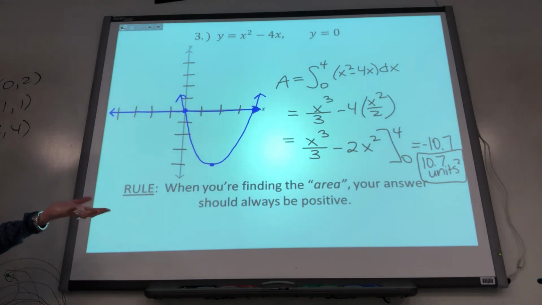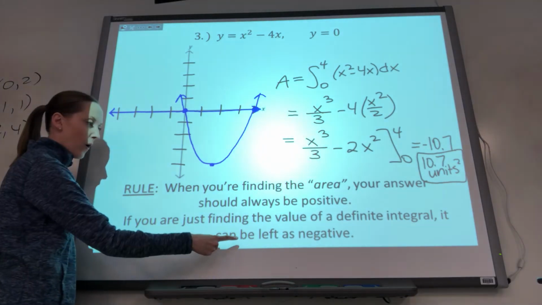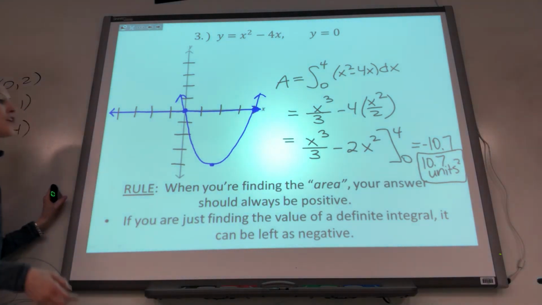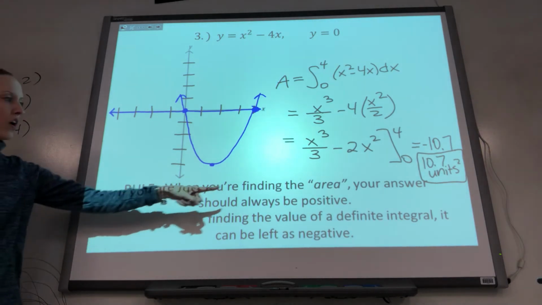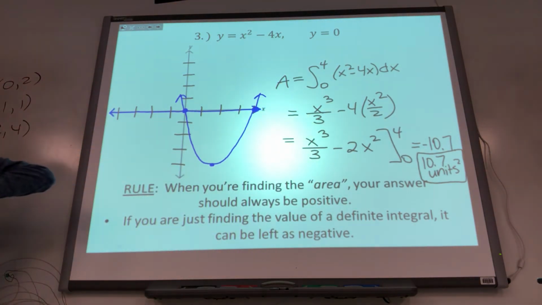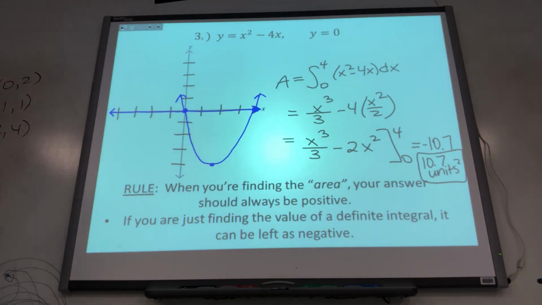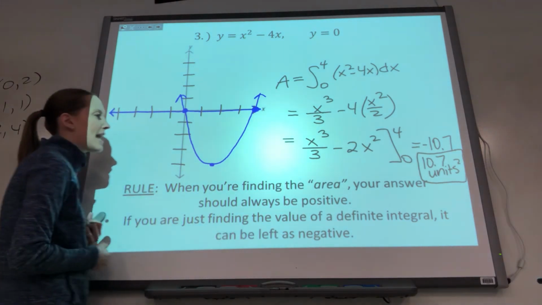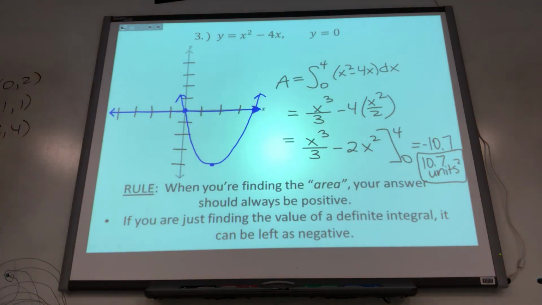Now, it is possible to get negatives if you are just asked to integrate. If you are just finding the value of a definite integral and there's no mention of the word area, then you can leave that as a negative. If they don't say anything about the area of some region, that's okay to be negative. But again, keyword, area. If it says area in the problem, then the answer should really be positive.